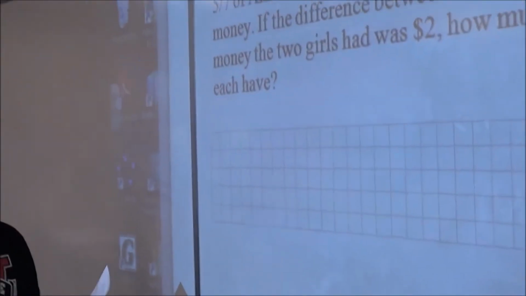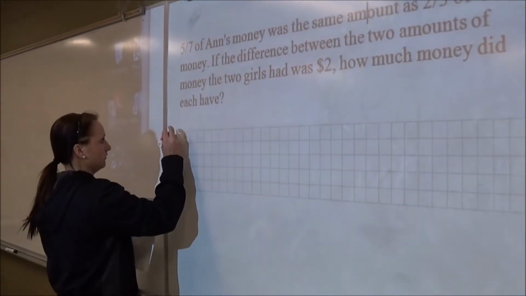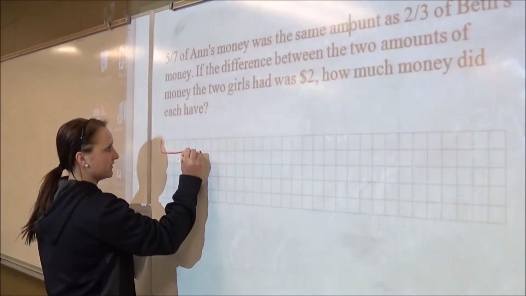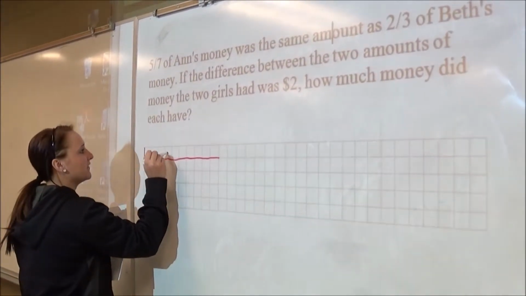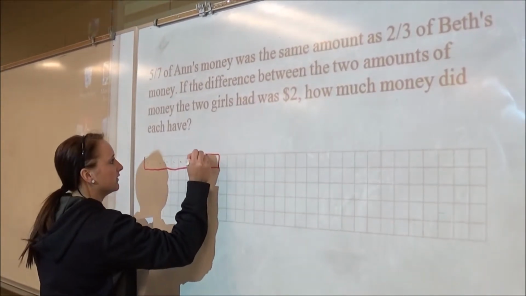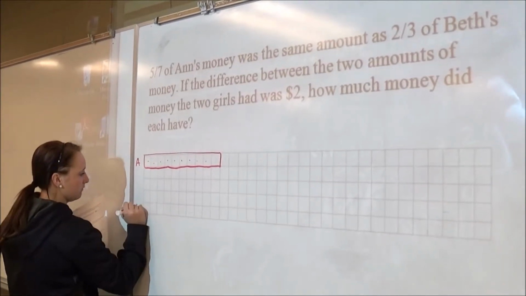So to start off, I multiplied 5 times 2 to figure out how many boxes in all. So you get 10. So this is Ann, and then Beth's down here.